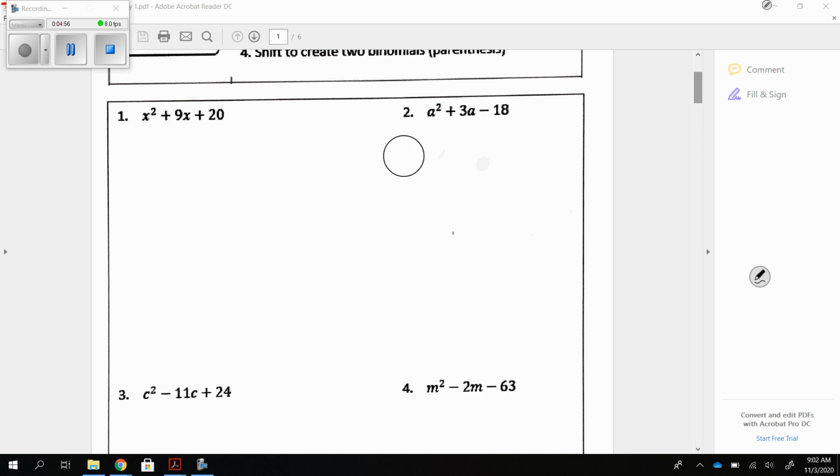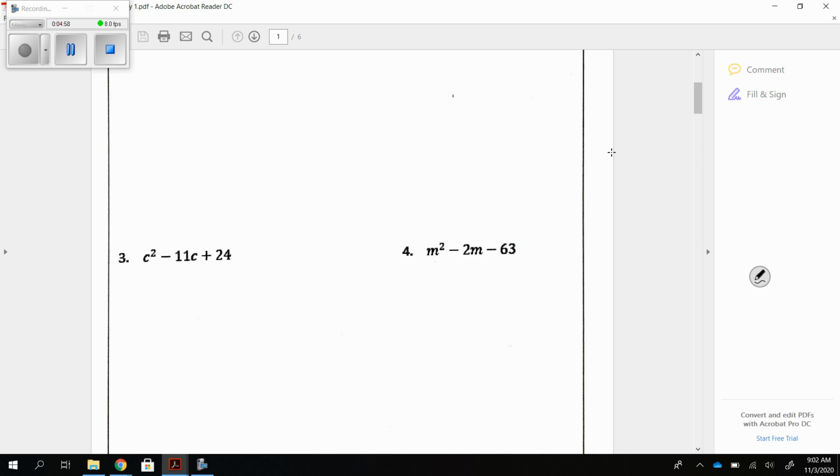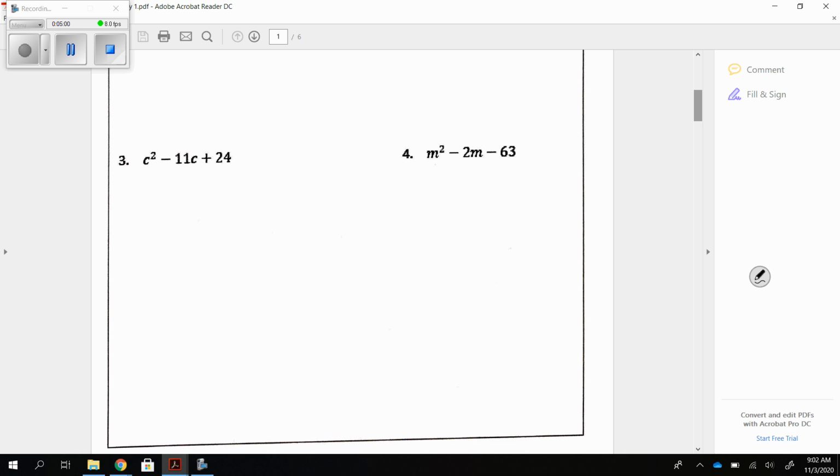Oops, there we go. Move on. Down here, number 3, we have c squared minus 11c. Again, note the minus, and then plus 24. All right. So we know again, parentheses, parentheses.